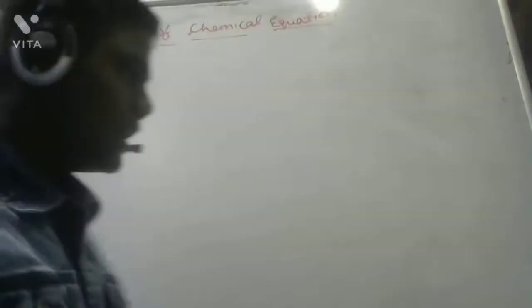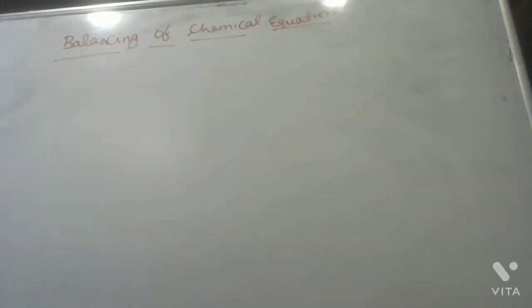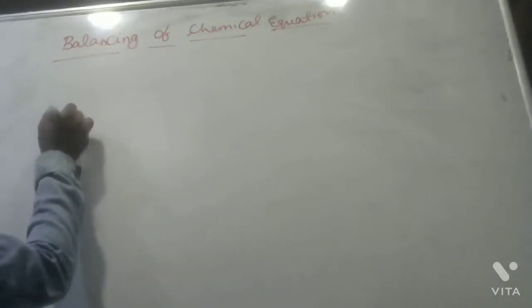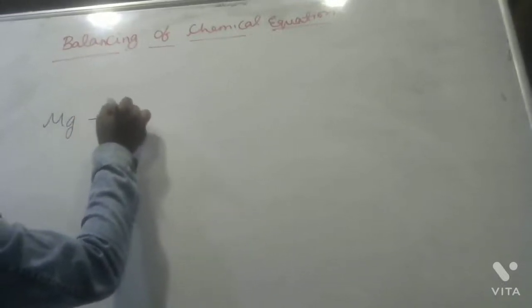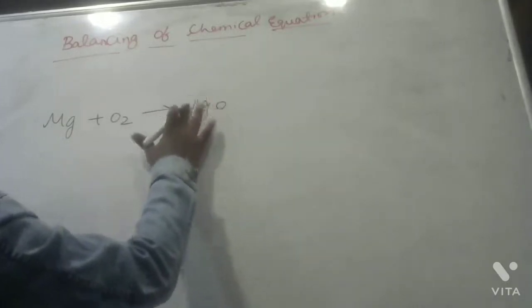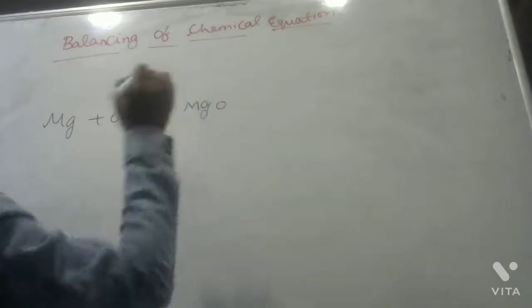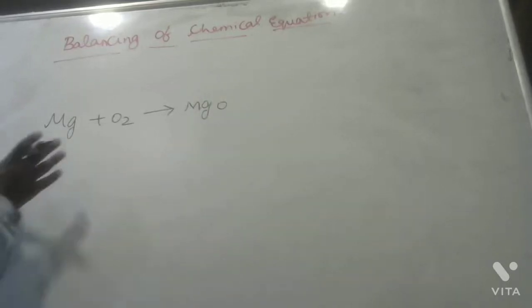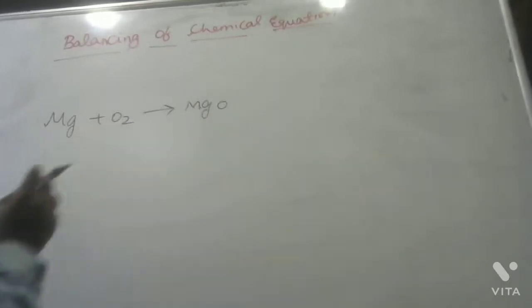The first equation that I am going to start discussing is a simple one, that is magnesium plus oxygen gives magnesium oxide. This is a simple one actually. Magnesium and oxygen gives MgO.